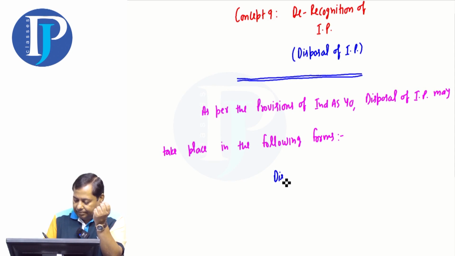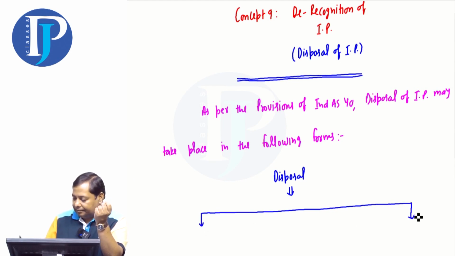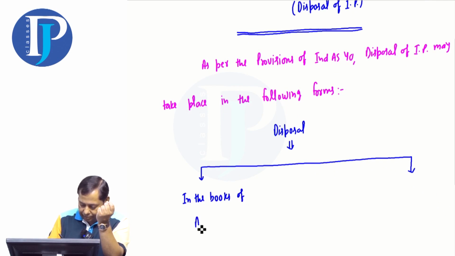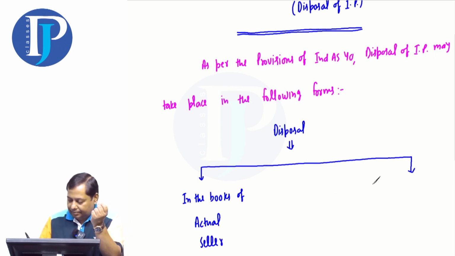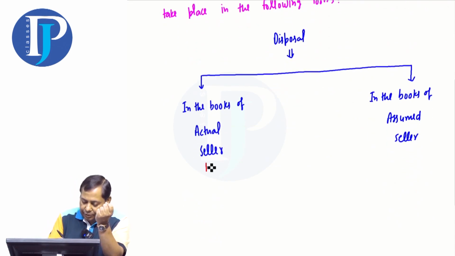When we talk about disposal, when we talk about the sale, here we have 2 books: in the books of the actual seller, and in the books of the assumed seller. When we talk about the actual seller, there are two parts to it.